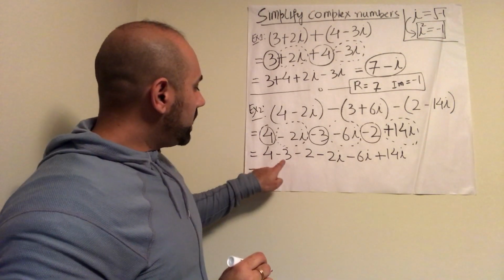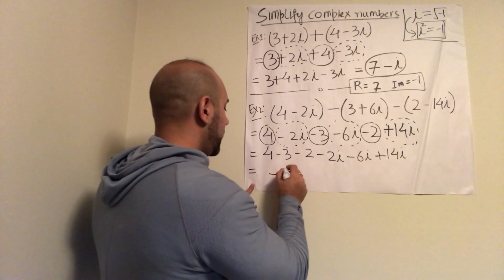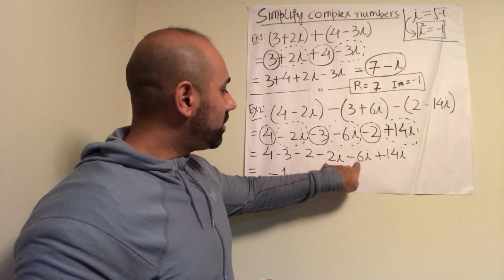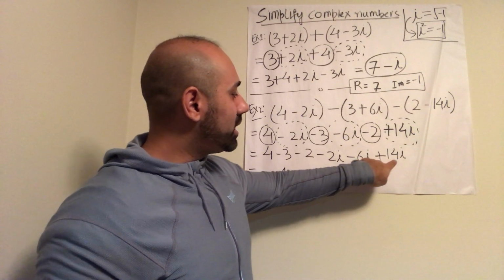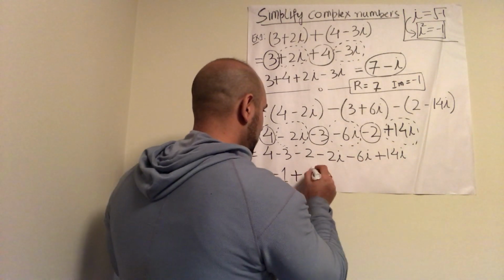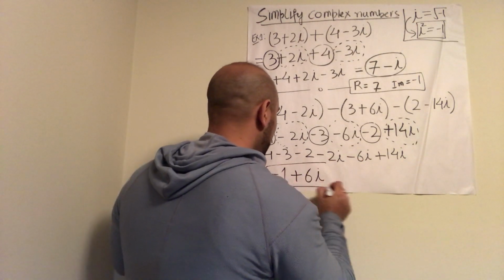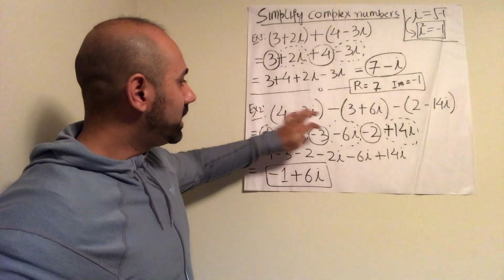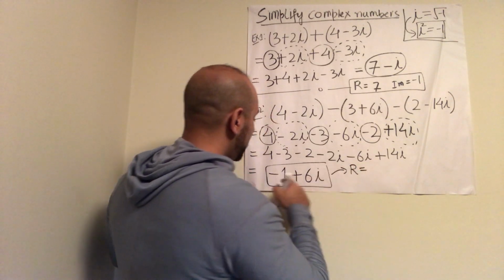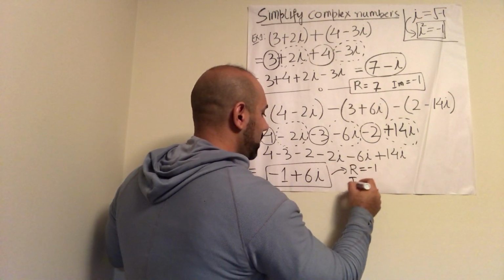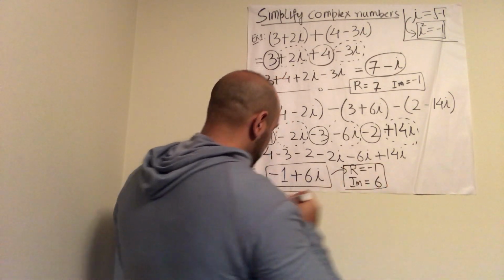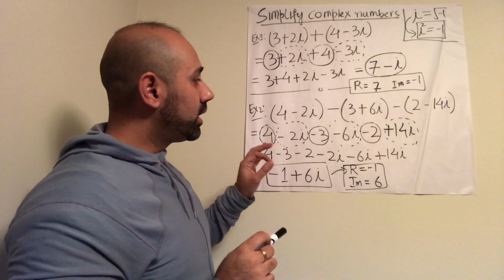Trying to simplify this, 4 minus 3 is 1, 1 minus 2 is -1, so we don't even need a calculator for that. -2, -2, and -6, they kind of add up to -8, -8 plus 14. So -8 plus 14 is positive 6i. So we have the simplified form when we subtracted 3 different complex numbers. From here, you can easily identify the real piece, which is -1, and you can also identify the imaginary piece, which is just 6. So that is simply adding and subtracting complex numbers.